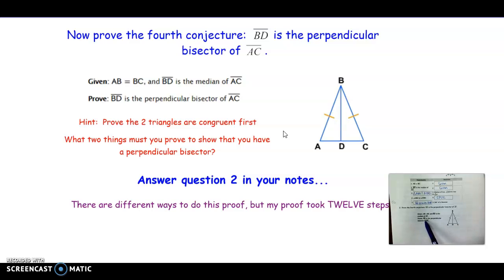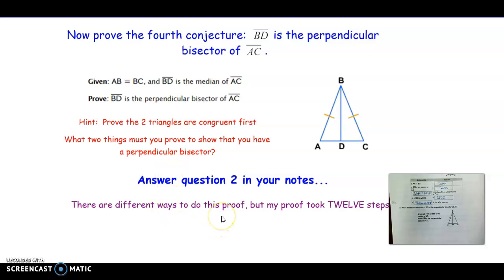So what we're trying to prove again is that segment BD is the perpendicular bisector of segment AC. So we've got to prove 2 things are true. That we have a perpendicular relationship here, which creates 90-degree angles, and that these parts are congruent, AD and DC. So here is a hint of what you need to do. You need to first prove that these 2 smaller triangles are congruent, and then think about the 2 things that we just talked about that you have to prove in order to know it's a perpendicular bisector. You have to have a perpendicular relationship, which again forms 90-degree angles, and these parts have to be congruent to each other, AD and DC.